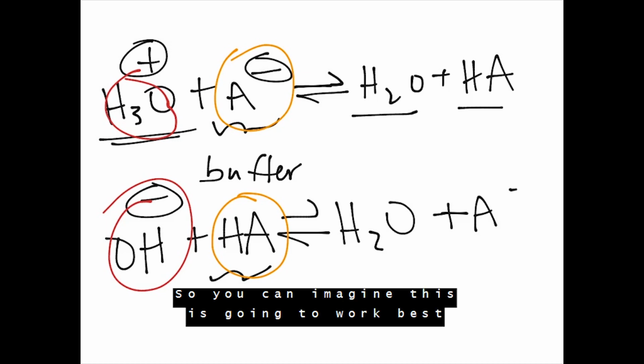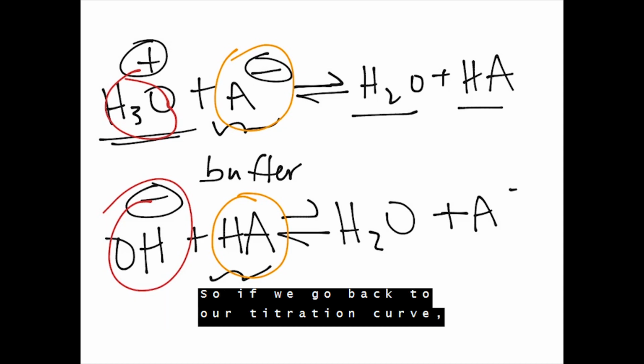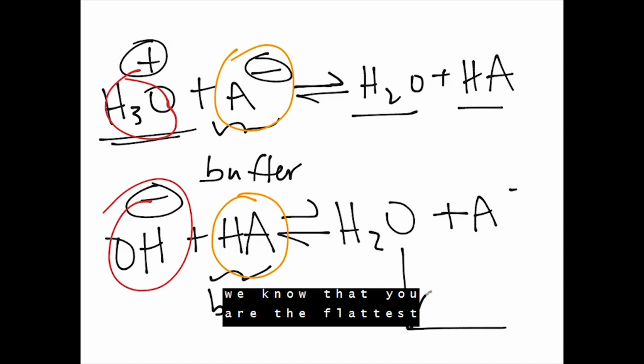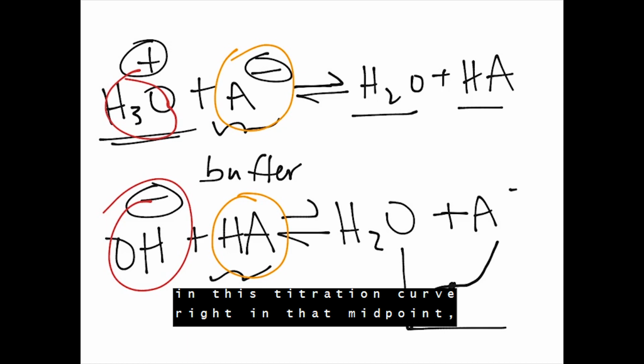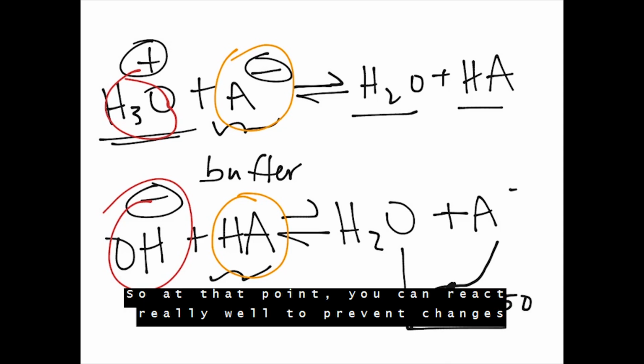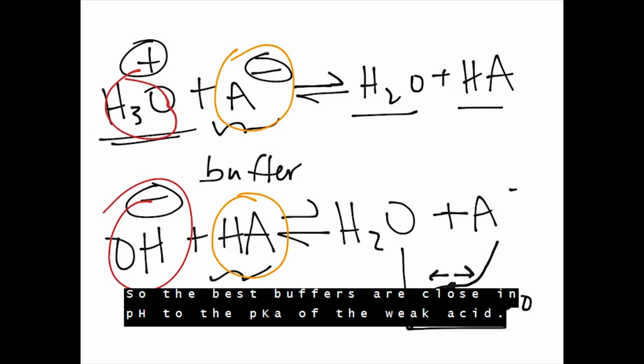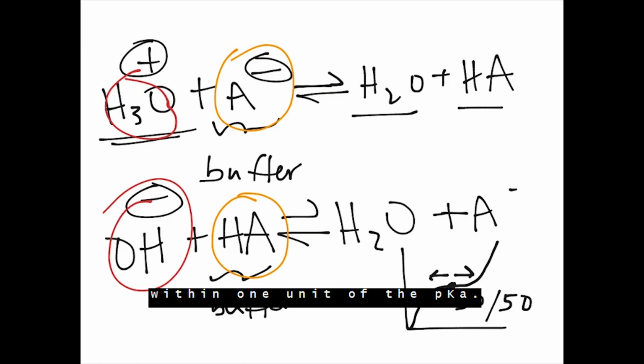So you can imagine this is going to work best when you have equal amounts of conjugate base and weak acid. So if we go back to our titration curve, we know that you are the flattest in this titration curve, right in that midpoint, and we know that's the 50-50 distribution of weak acid and conjugate base. So at that point you can react really well to prevent changes in pH in either direction, adding acid or base. So the best buffers are close in pH to the pKa of the weak acid. So that's where we said that the pH that you're buffering at is within 1 unit of the pKa.